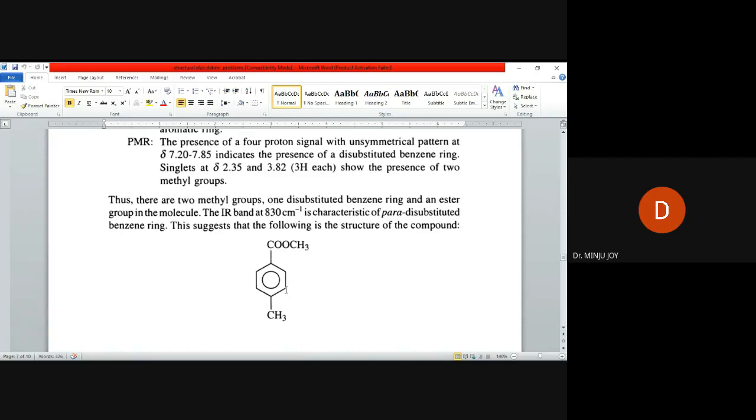If you keep the substituents in an ortho position, two doublets will not be there. If you keep them in the meta position, one proton in the aromatic ring will be a singlet, and we will get a multiplet on the other side. So to get two doublets, we have to place the substituents in the para position. Also, the IR band at 830 is a characteristic value for a para substituted benzene ring.